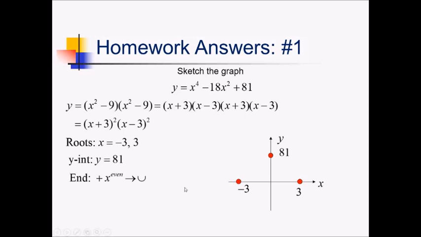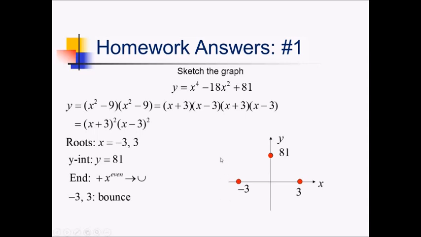And the only other thing I need to look at is my root behavior. So looking at these factors here, they're both second power factors, which means negative and positive 3 are both double roots. So that means we are going to bounce like an x squared when we get to negative 3 and positive 3.